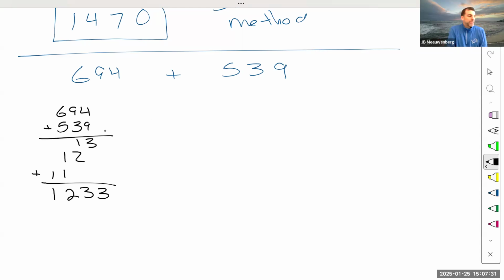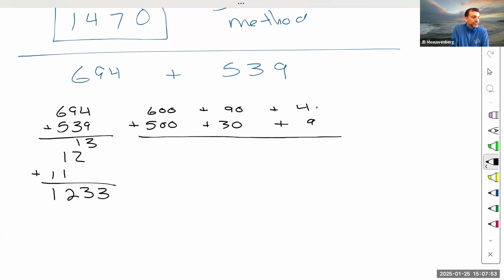Another way is to look at it in expanded form. And you don't even have to write the words if you didn't want to. You could write it as 600 plus 90 plus 4. This would be an alternative. 500 plus 30 plus 9. And then you add. 4 plus 9 is 13. 90 plus 30 is 120. Or maybe you had 12 tens. And then 500 and 600 is 1,100.